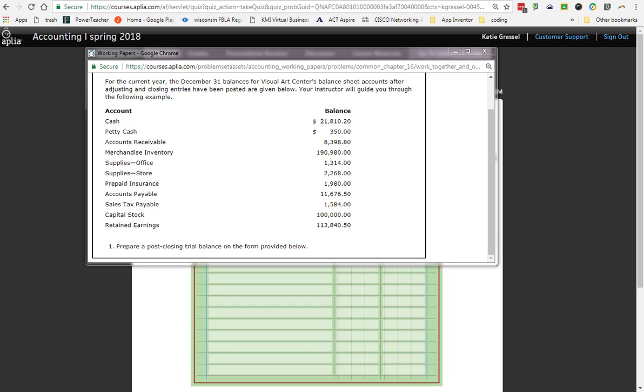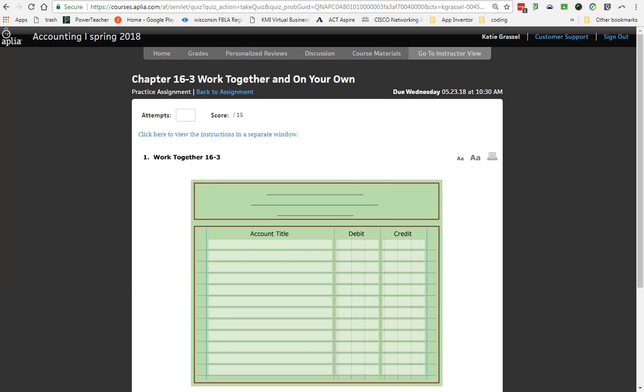So we start at the very top with the name of our business. What's the name of our business? Visual Art Center. Thank you. The name of our document is called a post-closing trial balance. A post-closing trial balance is always prepared on a specific day, not for a fiscal period. Start at the top of your list and fill it in and go through.